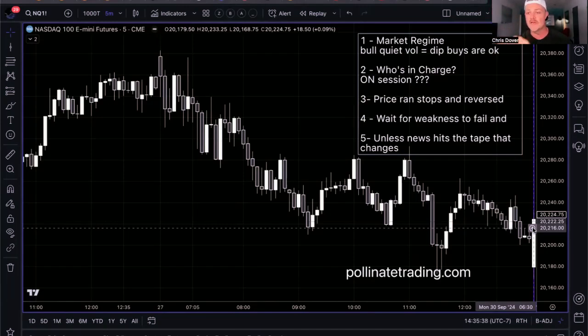Who's in charge from the overnight session? It doesn't appear that anything gapped over the weekend. It doesn't appear that anything caused me to believe that this is going to be different than a normal day. 70% of the time it's going to be mean reversion. It's going to be an opportunity to buy a dip. I just kind of wait it out, even add to the position as it moves in my direction.